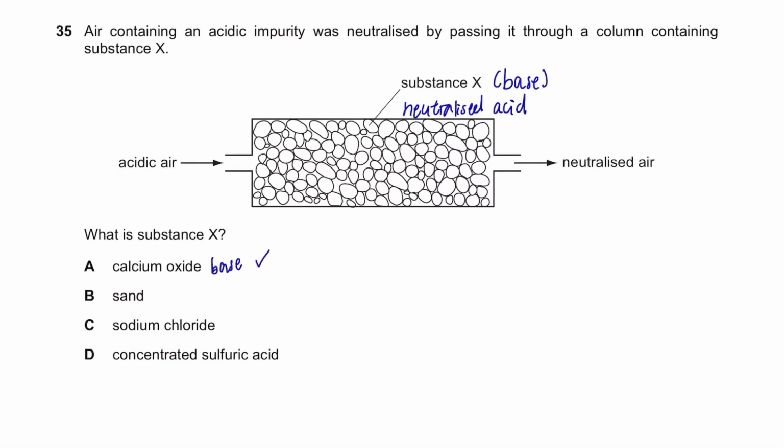B. Sand. It's slightly acidic, so nope. C. Sodium chloride. This guy is salt. It's neutral at pH level 7. D. Concentrated sulfuric acid. You can tell from its name, it's acidic. So the answer is A. Calcium oxide.